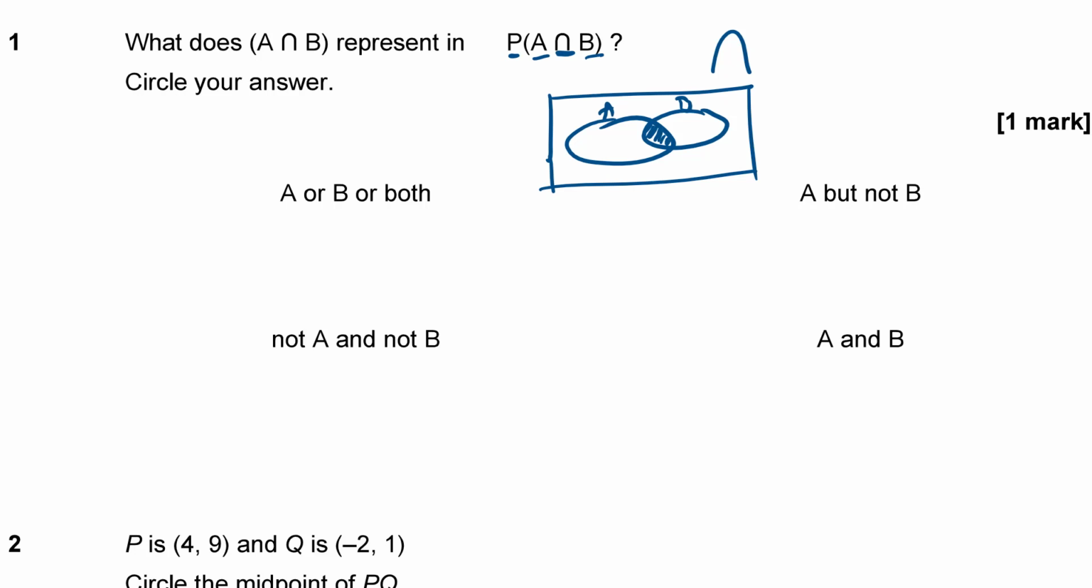Okay, but the A union B part is it needs to be in A or B or both. No, not that one. In A but not B? Nope. Not in A and not in B? Nope. It's in A and B. It's got to be in both. So another way of reading it is that it is 'and'.